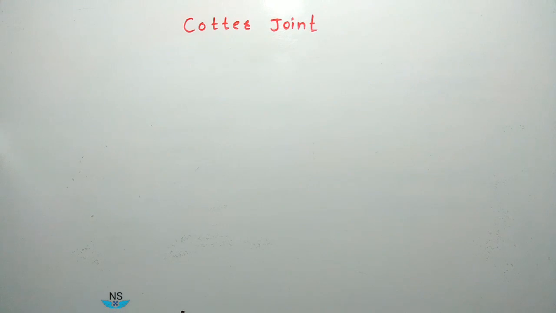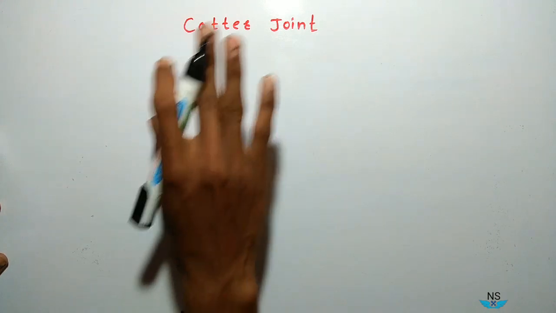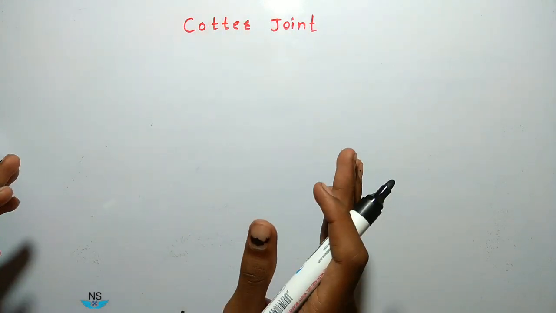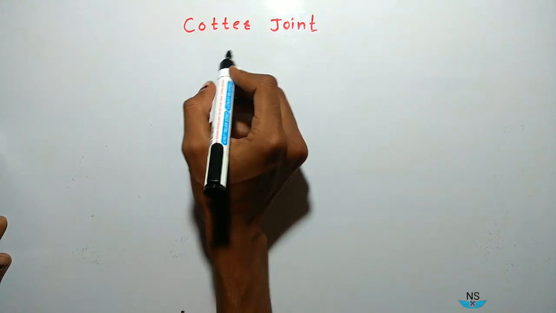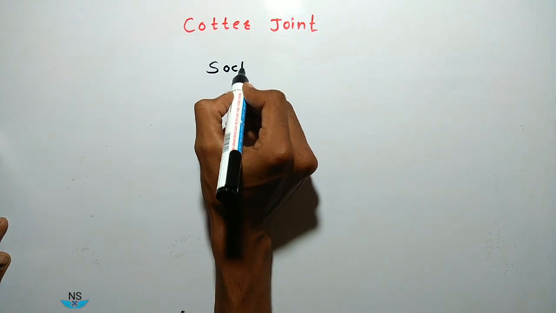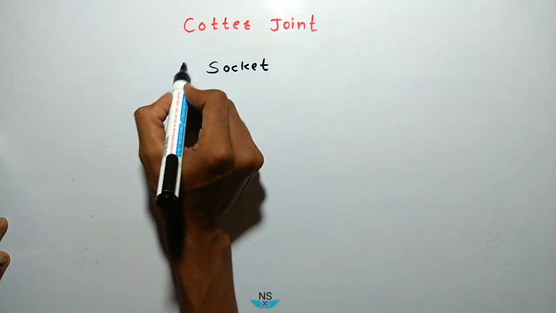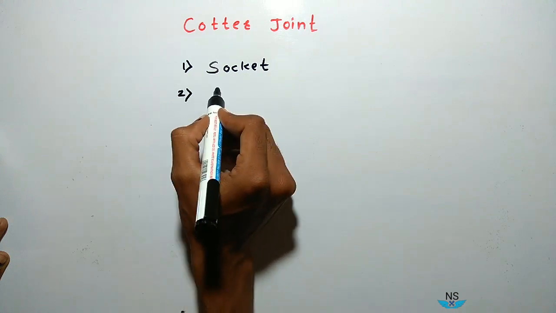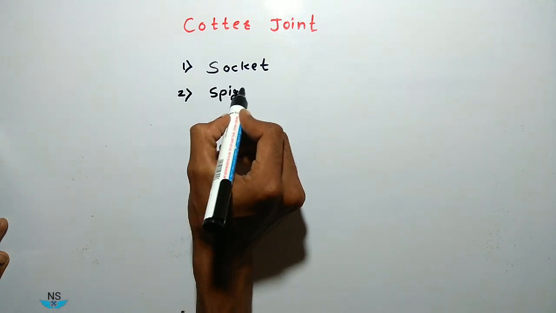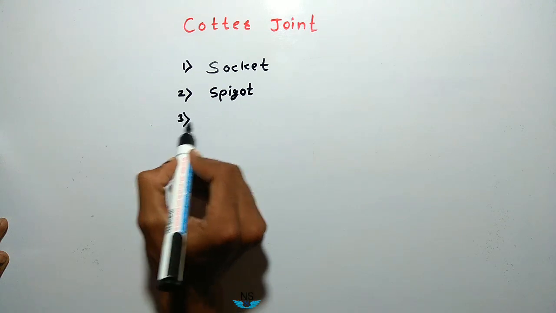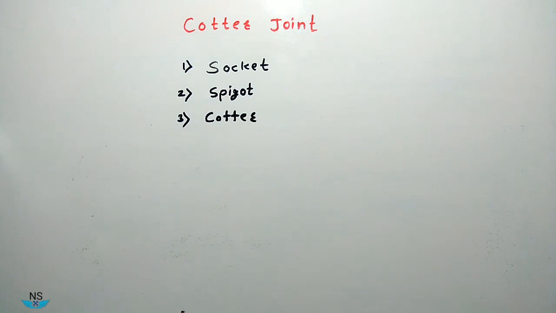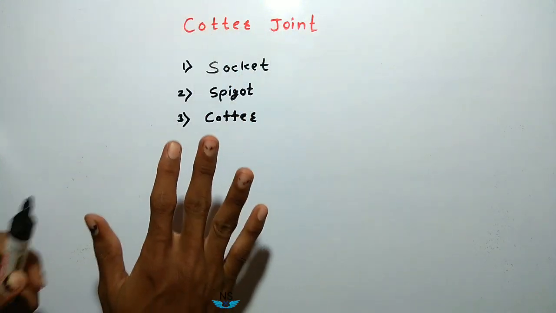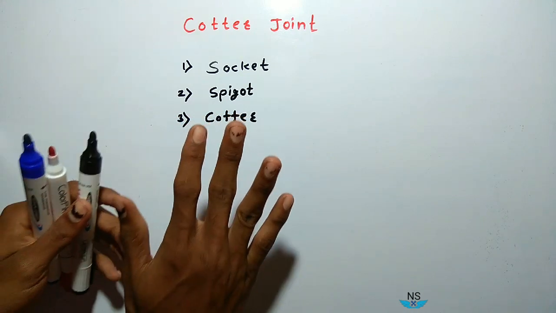Now the quarter joint consists of three elements. It has three main parts. One is a socket. Socket is one part of the quarter joint. Then the second is a spigot. And the third part is a quarter. The quarter joint consists of these three basic elements.